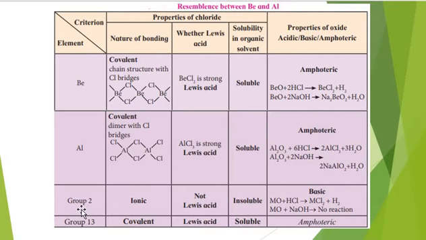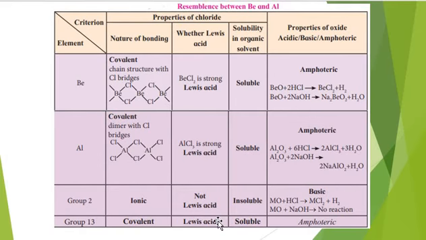If we talk about group 2 elements and group 13 elements, group 2 elements form ionic compounds. Group 13 forms covalent compounds. Group 2 elements do not act as Lewis acid.